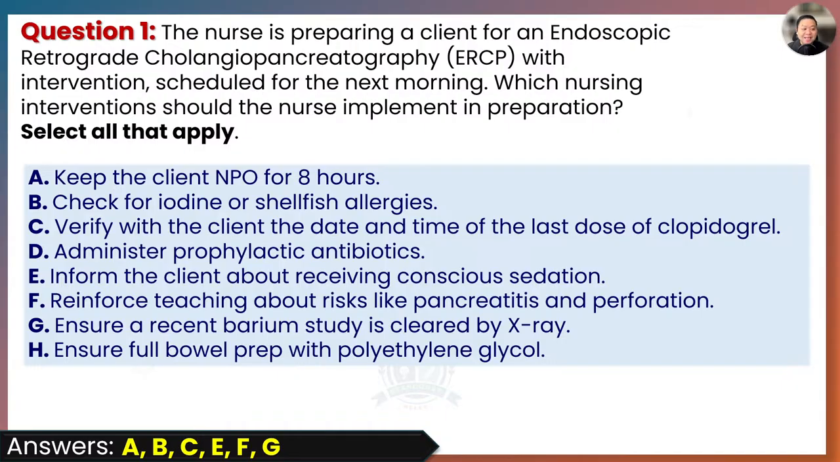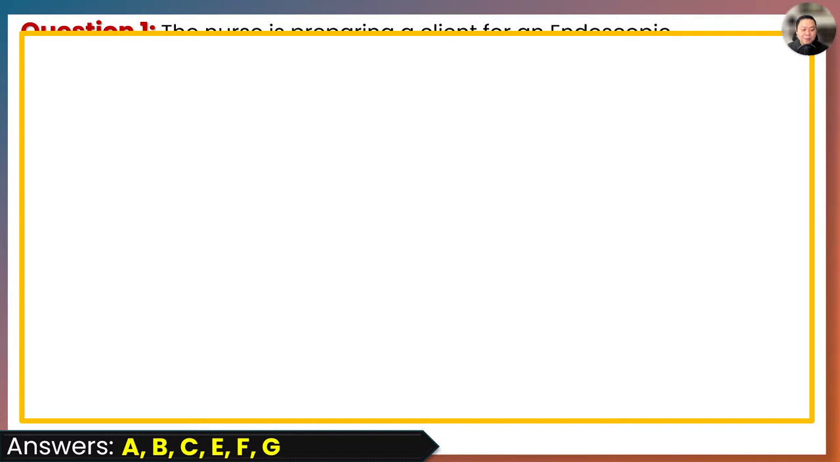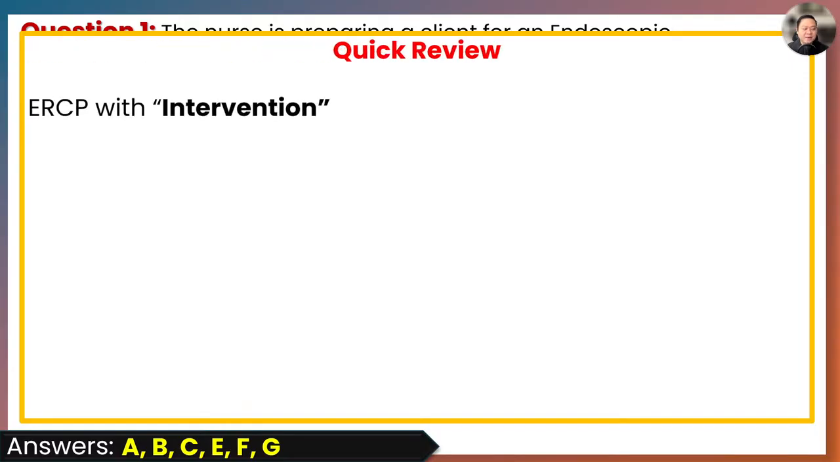Now, let's talk about the preparation for this procedure. What is this ERCP? Well, I want to emphasize here that the ERCP we are talking about said something about intervention, so it is specifically mentioned in the question. Now, what does it mean when it says ERCP with intervention? Well, this is basically a term that is going to allow the gastroenterologist to examine the ducts, but they'll also perform a treatment if needed.